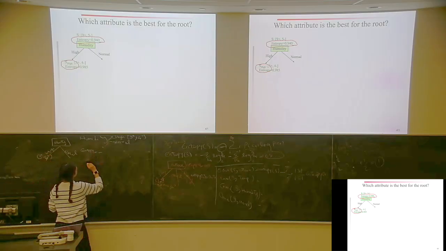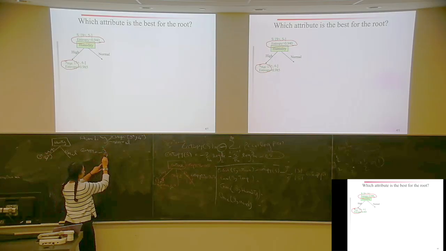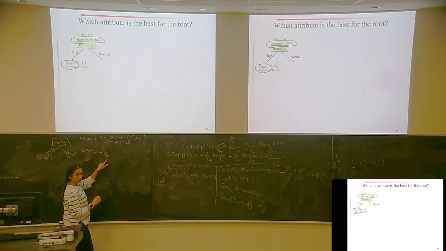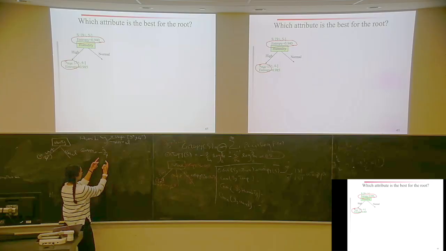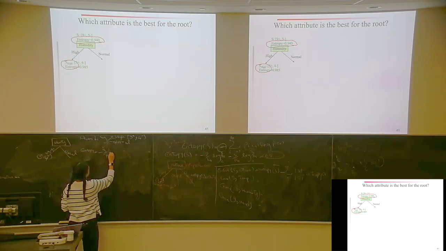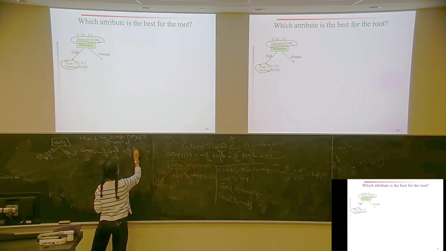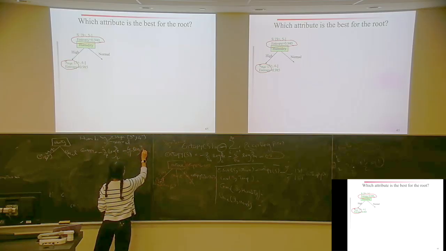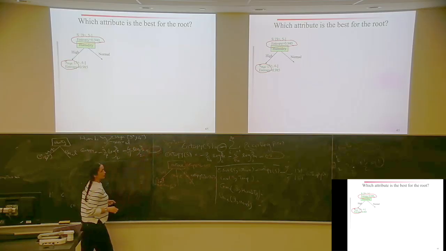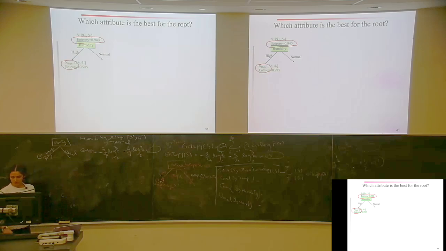And the entropy would be minus 3 over 7, right? Not over 14. We are not considering the whole set anymore. This is the entropy of the subset. So this is minus 3 over 7 log of 3 over 7, minus 4 over 7 log of 4 over 7. And this gives us some number, right? Which is this number.